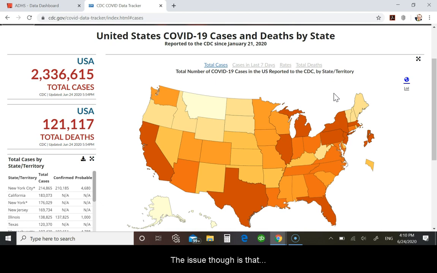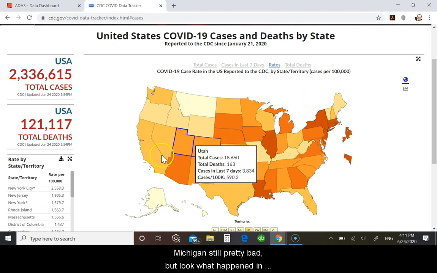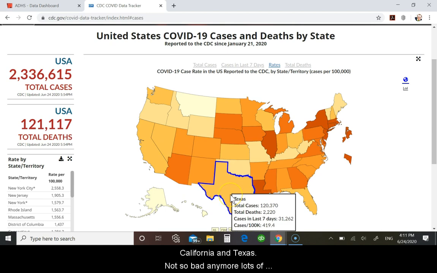Now, the issue is that this is not normalized. That is not giving me a rate. Let me change this to the rates. Now I'm actually looking at what the risk is: how many people are getting infected divided by how many people live there. When I do that, New York is still bad. Michigan's still pretty bad, but look what happened to California and Texas. Not so bad anymore. Lots of cases there, but also lots and lots of people. So the rate of infection there is really not as bad, relatively speaking.